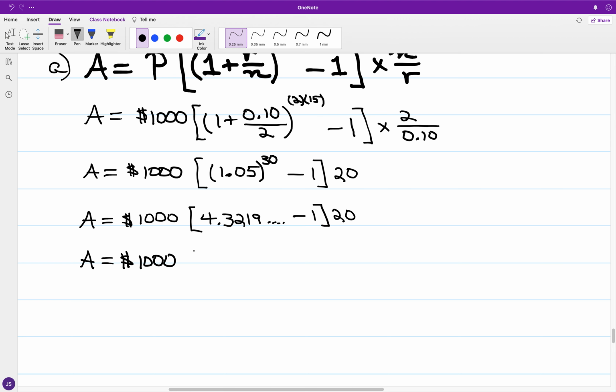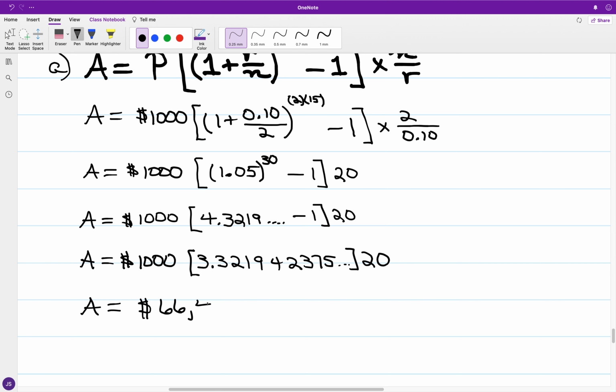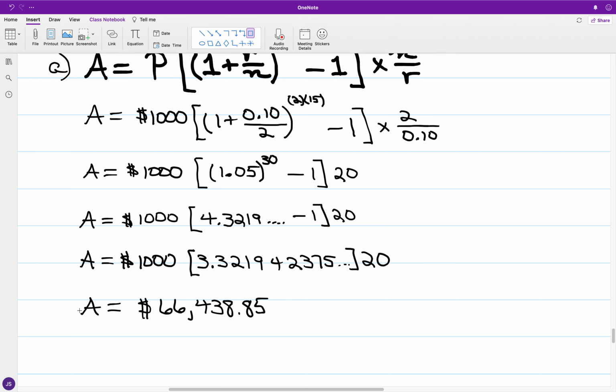So you got $1,000, and I'll just go ahead and spell this out. You have 3.321942375, and we have times 20. So the minimum on Ray's IRA is going to be right at $66,438.85. So that's going to be the minimum.